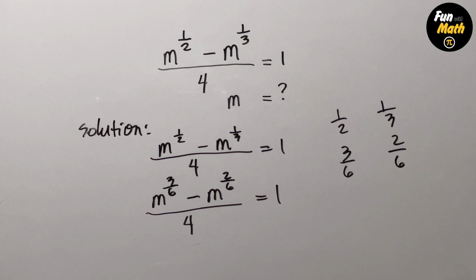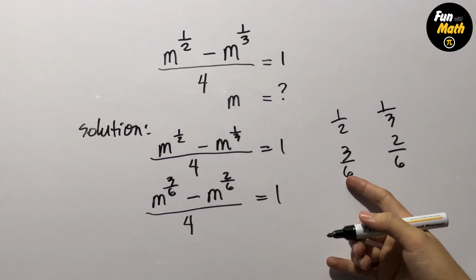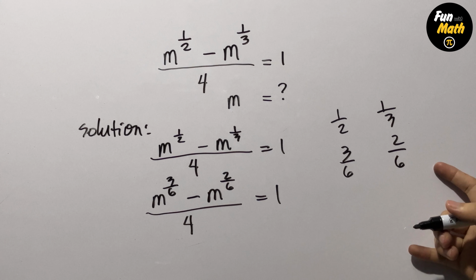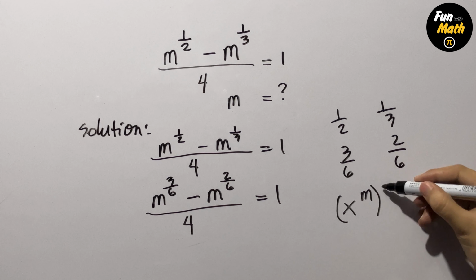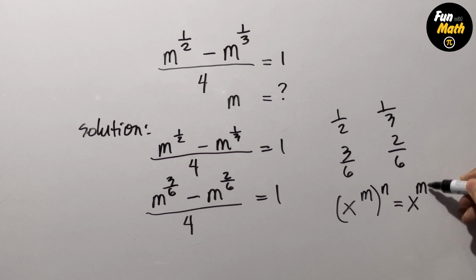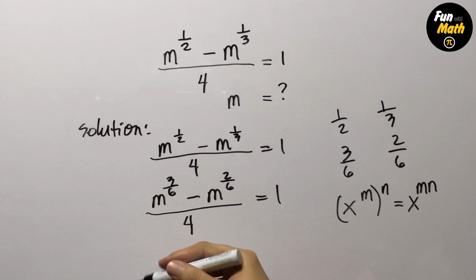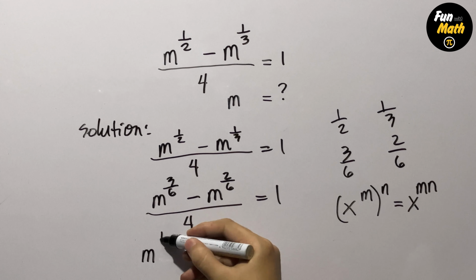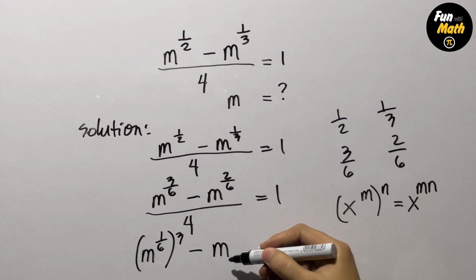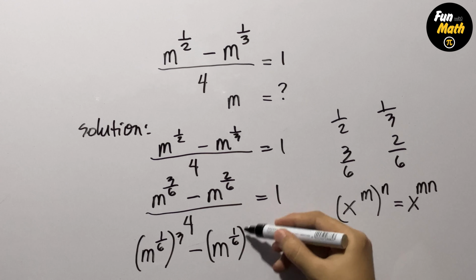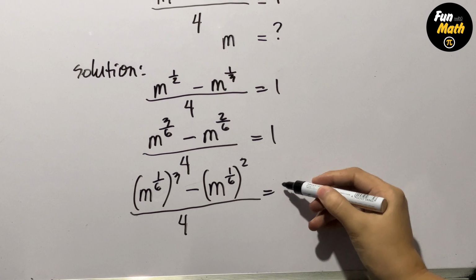Next, we are going to make each power the same. So we have 3 over 6 and 2 over 6. For this, we are going to apply the rule (x to the power of m) all to the power of n is equal to x to the power of mn. So for 3 over 6, we can write it using the base m. That's (m to the power of 1/6) to the power of 3, minus (m to the power of 1/6) to the power of 2, all over 4 is equal to 1.